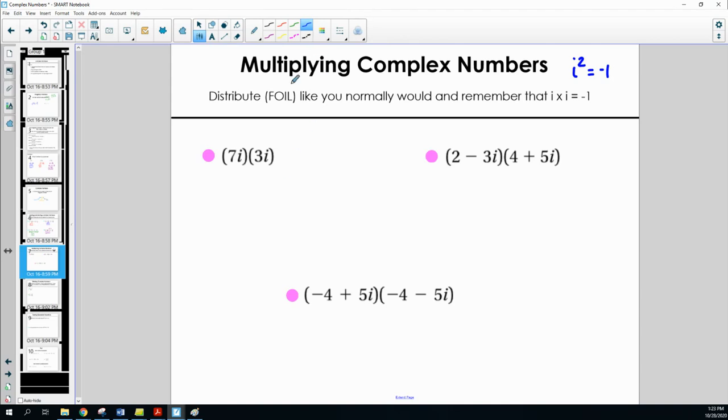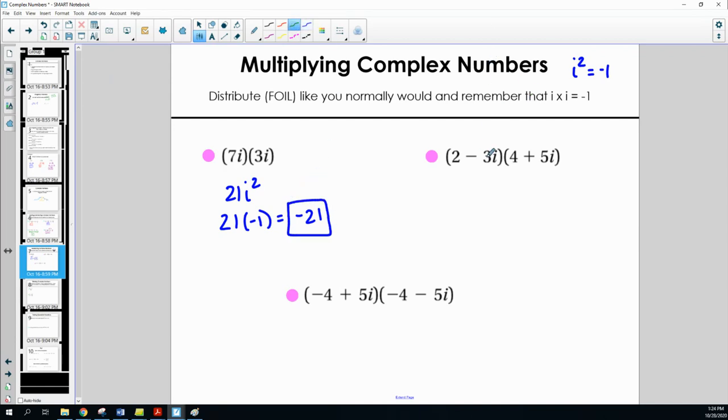So when I look at this first example, 7i times 3i, I'm going to multiply 7 times 3, so I get 21. i times i is i squared. Okay, we can't have i squared in our answer, so we replace i squared with -1, so we get -21.